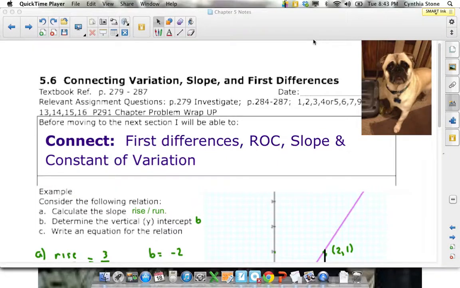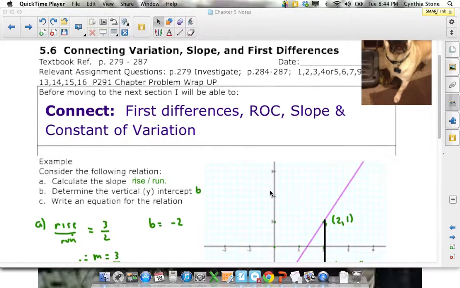5.6, the grade 9 academic course. This is a lesson, it's nothing new, it's just putting a lot of stuff together that we've done up to now, and you'll have lots of time to work on related questions tomorrow in class. It is a connection of everything we've done so far: partial, direct variation, slope, first differences, rate of change, everything that we've talked about in this unit. And you'll see that the questions get a little bit more challenging.